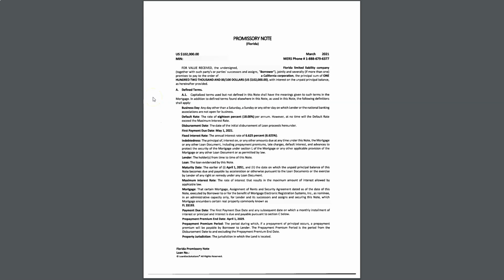Let's go over a sample promissory note. So over on the top, on a promissory note, you're going to have the loan amount. It does say US $102,000. And then it'll have the date on the right. And then it'll say, for value received, the undersigned.